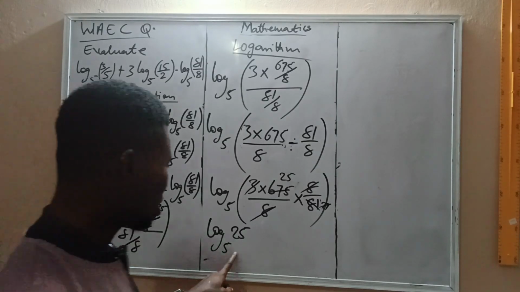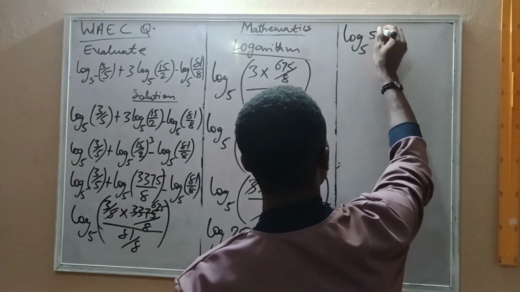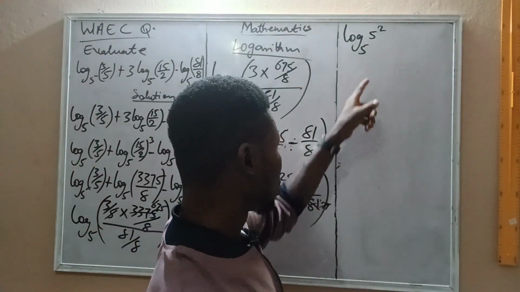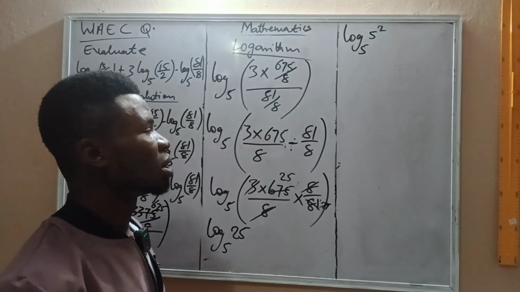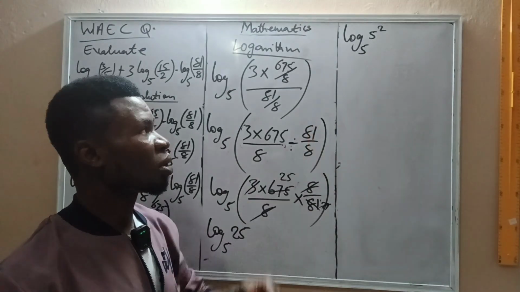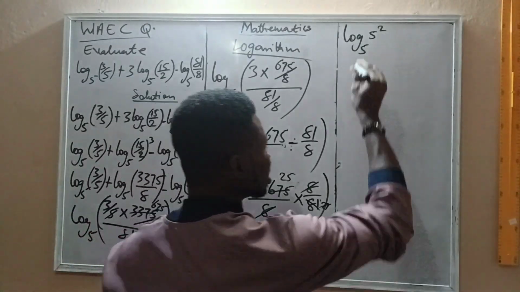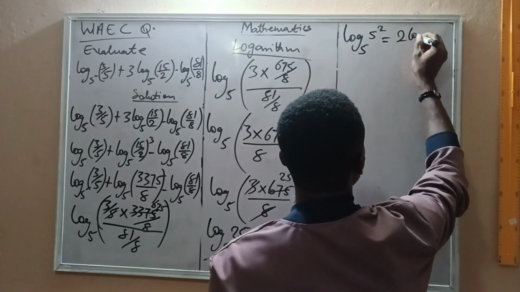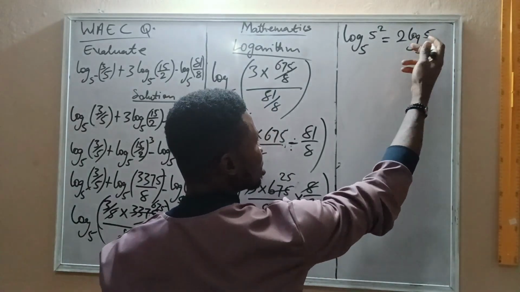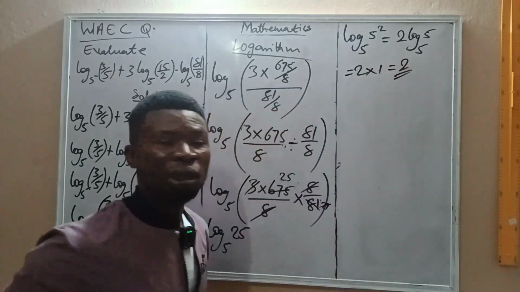which is not the final answer. This is the same thing as log to the base 5 of 5 raised to power 2, because 5 times 5 is 25. Now from here, we've already finished the whole thing, but I want to show you 2 ways you can solve something like this. The first one is just by using the power rule. This will be equal to 2 log to the base 5 of 5. And of course, you know, log of a number to the same base is just 1. So that is equal to 2 times 1, and that is equal to 2. This is the first method.